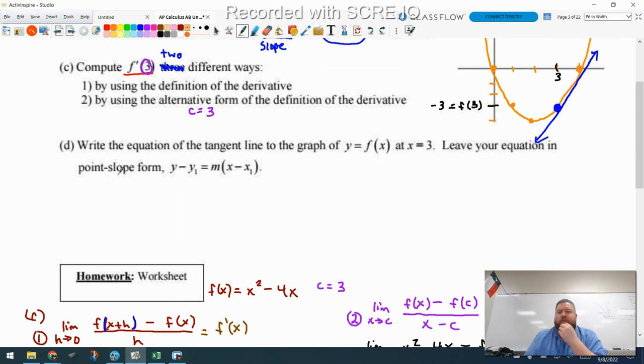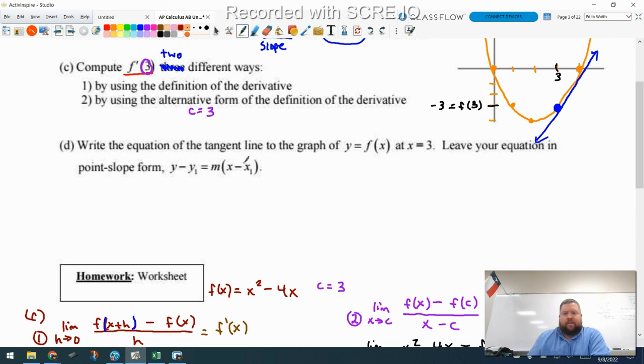Okay, so last thing, we are going to write the equation of this tangent line that we drew right here. What is the equation of the tangent line to the graph of y equals f of x at x equals 3? We're going to leave this in point slope form. Now I'm going to rewrite this using some calculus notation. This is what you learned in Algebra 1. It's great. But let's plug in.